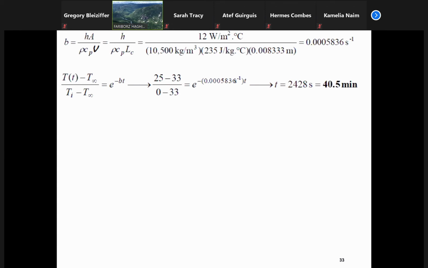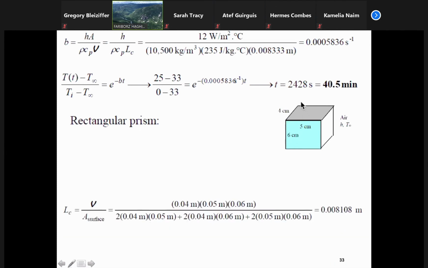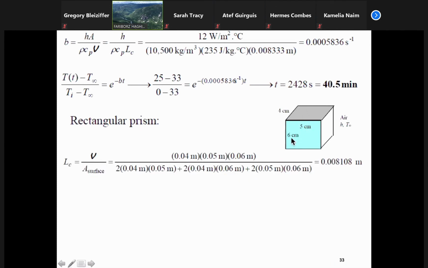Now the third one, again, is the rectangular prism. It means you have dimensions given to you. In this case, the dimensions were 5 centimeter, 4 centimeter, and 6 centimeter, okay? This is the dimension of this rectangular cube. Again, we have to calculate the characteristic length, please familiarize yourself with this term, and then we find that this is the characteristic length that we have here.